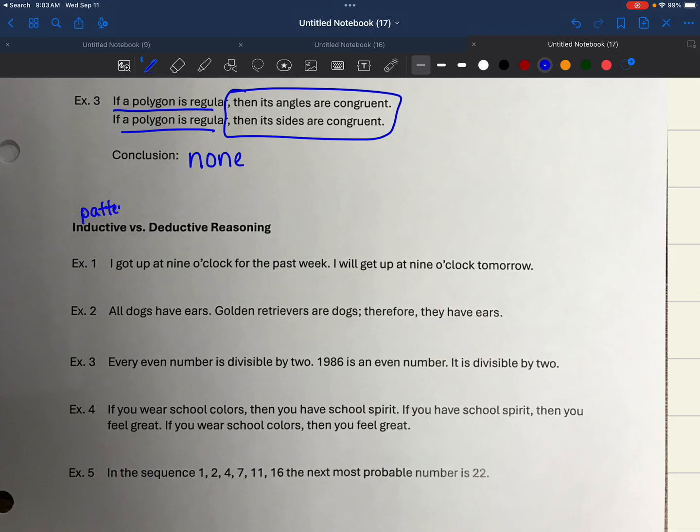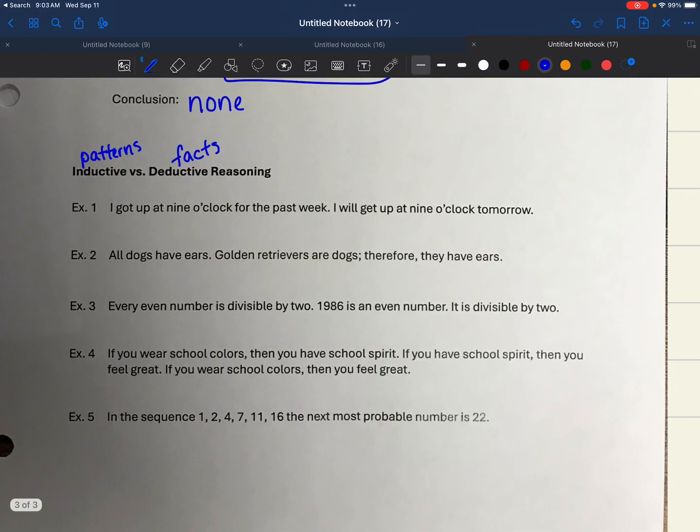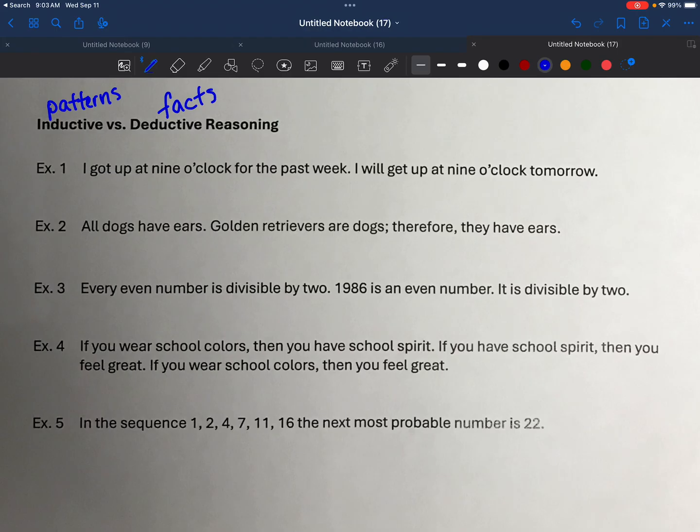All right, last part, we're just going to go through real quick, inductive versus deductive. Now remember, inductive reasoning was based off patterns. Deductive is based off what? Facts. That's how we can tell the difference. Okay? So, all we're going to do is decide if we're going to use inductive or deductive reasoning. If it's deductive, we're going to say which law we're going to use.